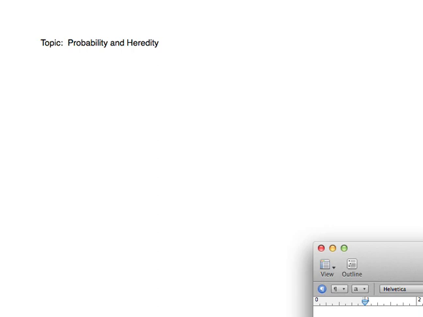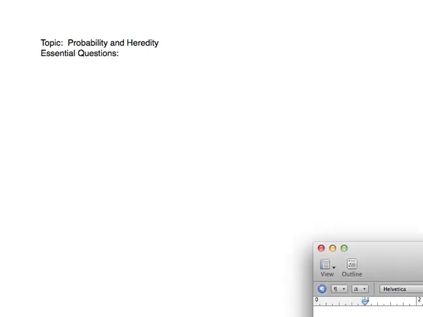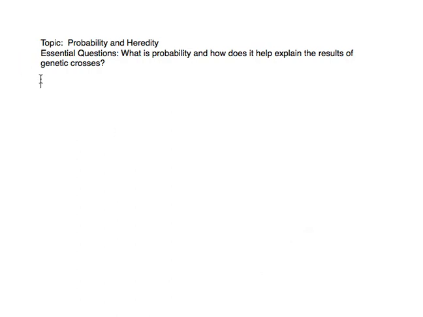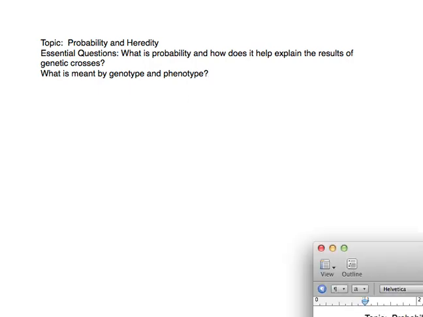Next, we need to fill in the essential question, and for the purposes of these notes we're actually going to have 3 essential questions. The first essential question is, what is probability and how does it help explain the results of genetic crosses? The second one is, what is meant by genotype and phenotype? So what's the difference between those weird words? And the last one is, what is codominance?